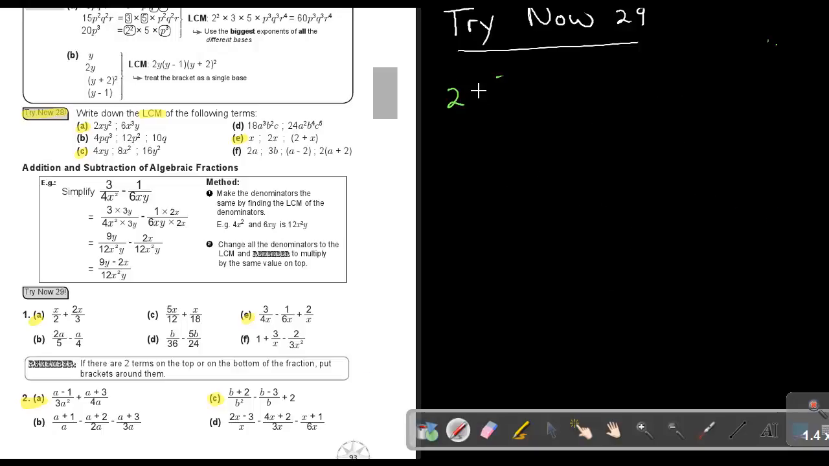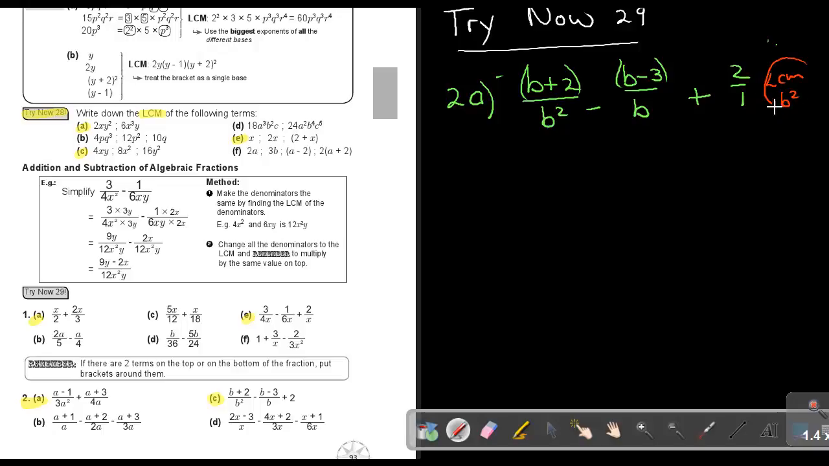Okay, so let's start. 2a. So it's b plus 2 over b squared minus b minus 3 over b, and then plus 2. And remember, make it a fraction. Put brackets. That's what I said. Okay. So basically, if you look at the bottom, what will be the LCM? So if I must find the LCM, that's just going to be b squared. Can you see that? Okay. So I multiply by b and I multiply by b there.